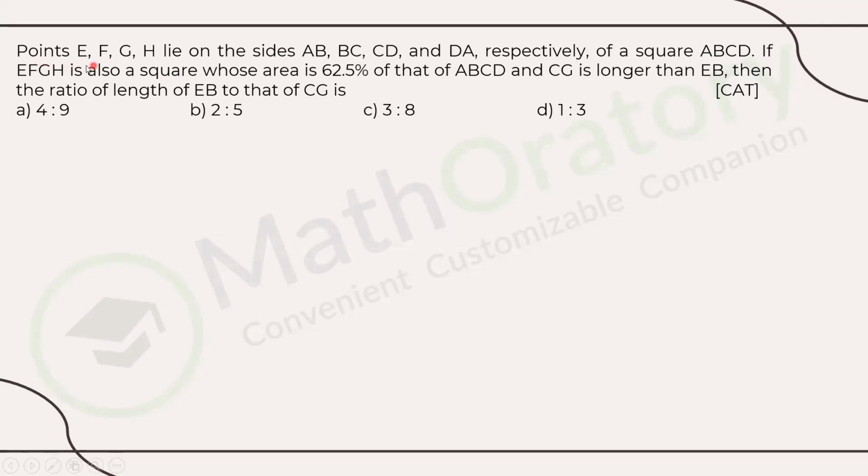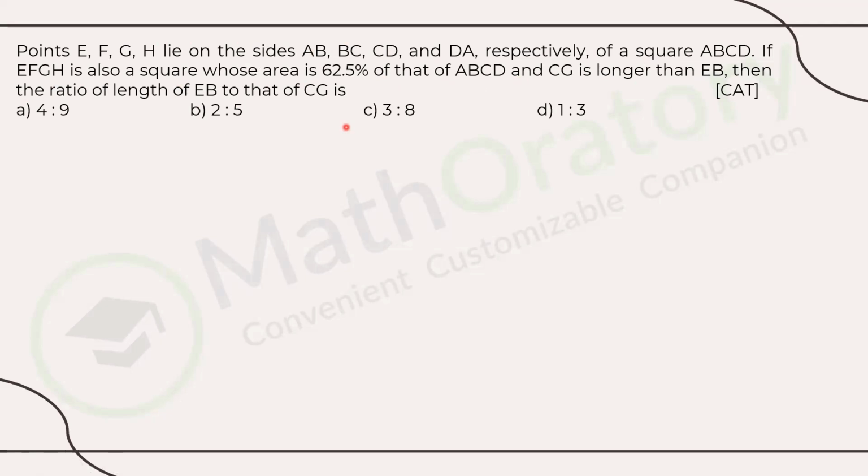Okay. So we have points E, F, G, H lying on the sides AB, BC, CD, and DA respectively of a square ABCD. So we have a square ABCD where each of the sides has one corresponding point mentioned. If EFGH is also a square whose area is 62.5% of ABCD, given CG is longer than EB, then find the ratio of the lengths of EB to CG. So on the face of it, it looks like a very complicated one, right?